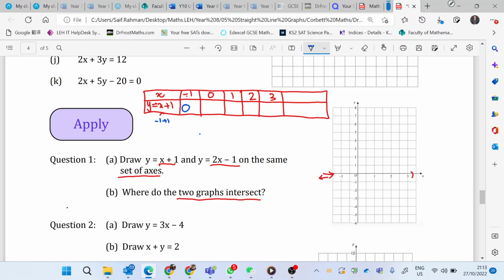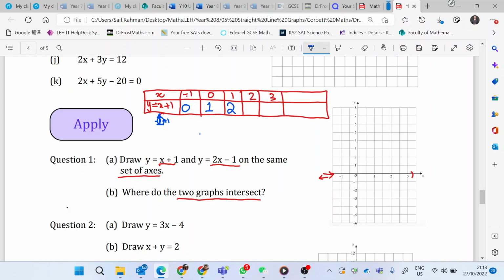When I put 0 in place of x, the y value becomes plus 1, and when I put the value 1 in place of x, 1 plus 1 becomes 2. When I put the 2 value here, 2 plus 1 is 3, and when I put the 3 here, 3 plus 1 becomes 4. Right, so these are the values of x and y which I have found.